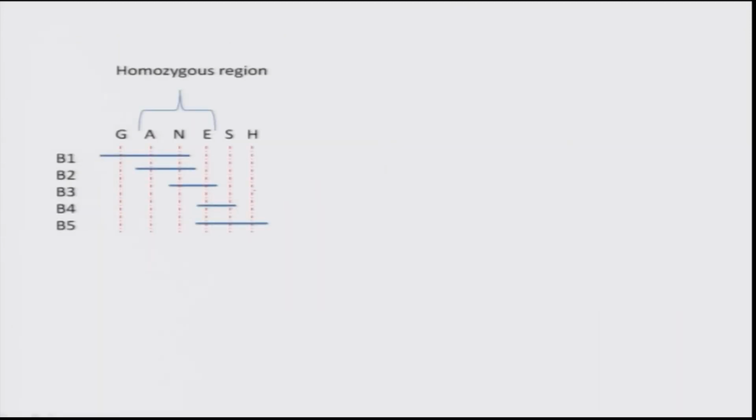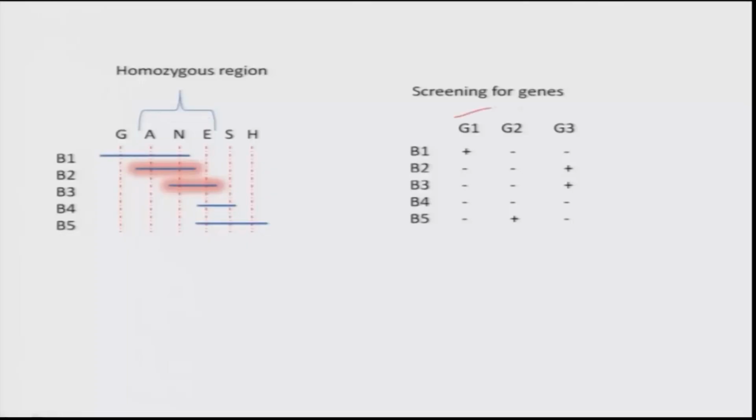Now, how did it really help you? This is the contig region, the homozygous region that you have seen, that is A, N, E. This is the region that remained homozygous. How does it help you in identifying the gene? The way it helps us is by screening for genes. You need to look at what genes are located here. I know there are 3 genes, G1, G2 and G3.